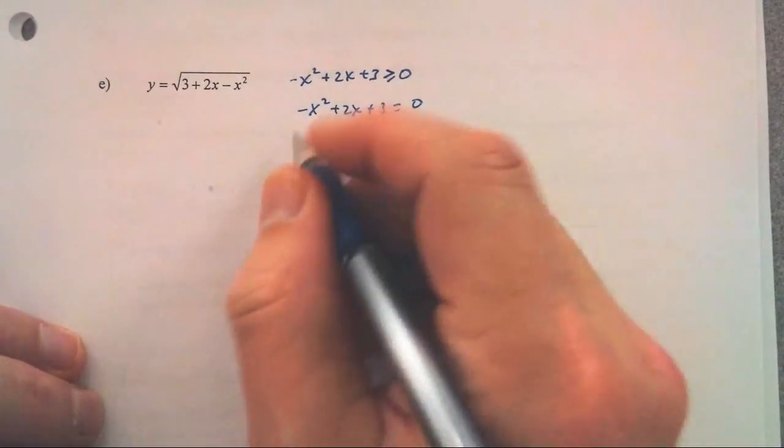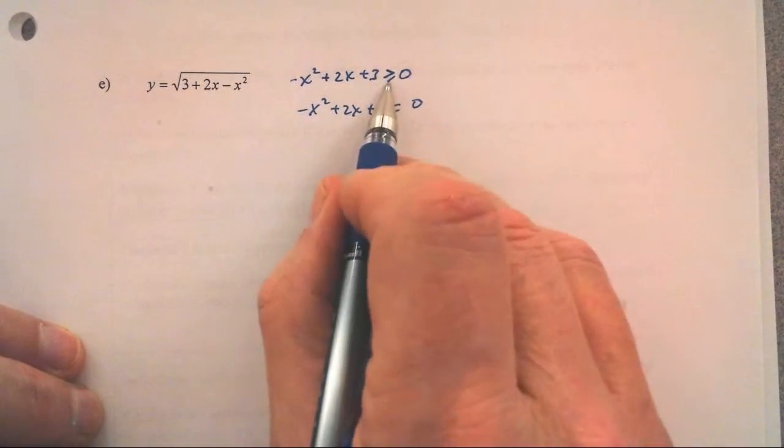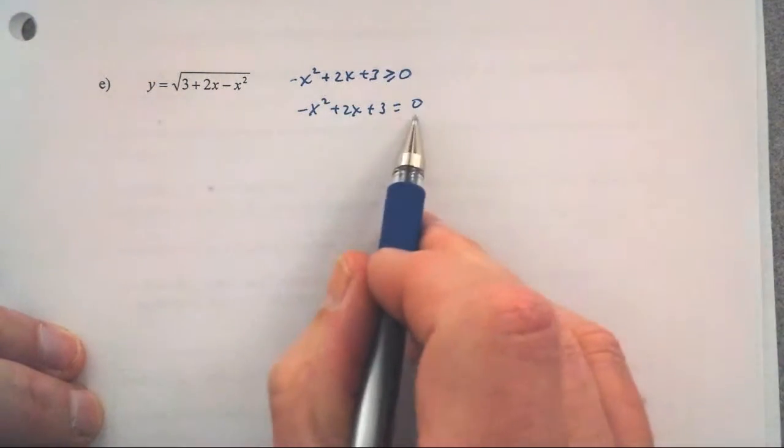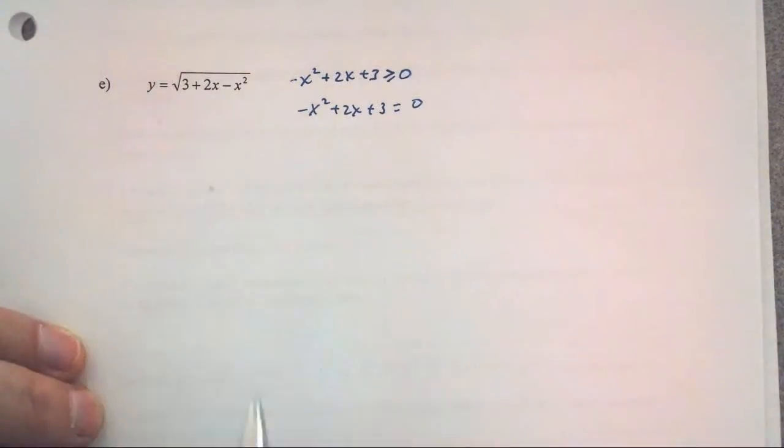Set this equal to 0. I'm going to multiply by negative 1 just because I prefer positive. If I'm doing that here, I'd have to change this to less than. You can do that if you're comfortable. I just set it equal to 0 and then evaluate, especially when it's something as simple as a parabola.